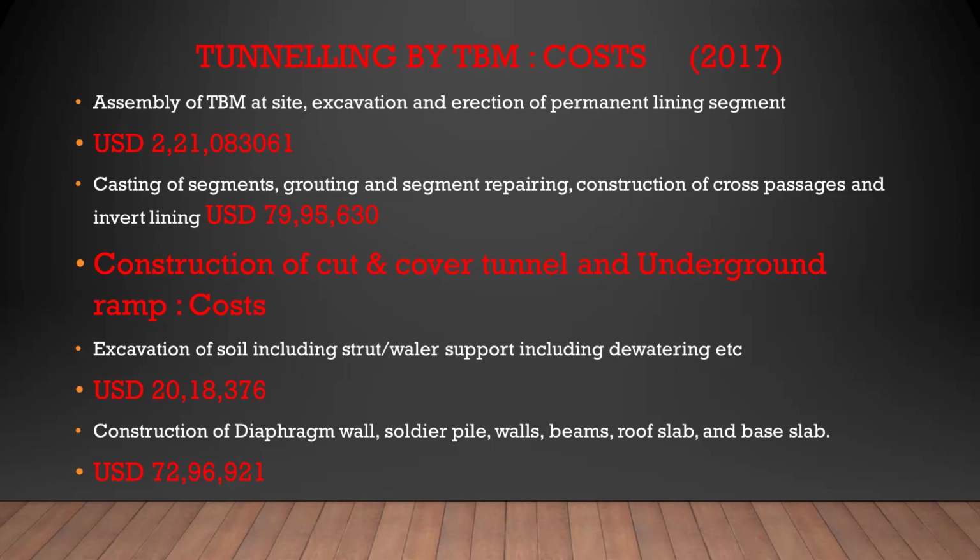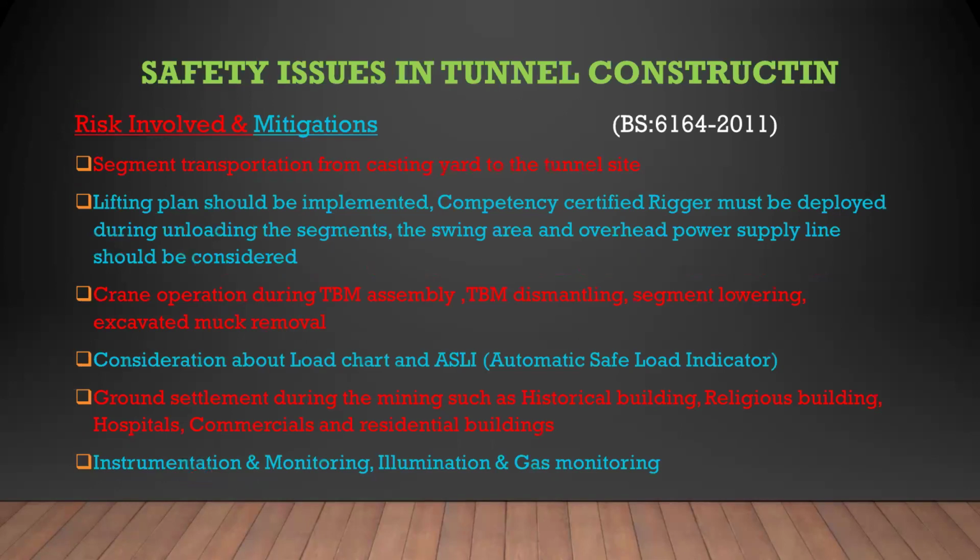Casting of segment, grouting and segment repairing, construction of cross passage and inward concrete took $79,95,630. Construction of curtain cover tunnel and underground ramp costs, here excavation of soil including strut, valley support, including dewatering, etc., cost $20,18,376. Construction of D wall, soldier pile walls, beams, roof slab, and base slab took $72,96,921.